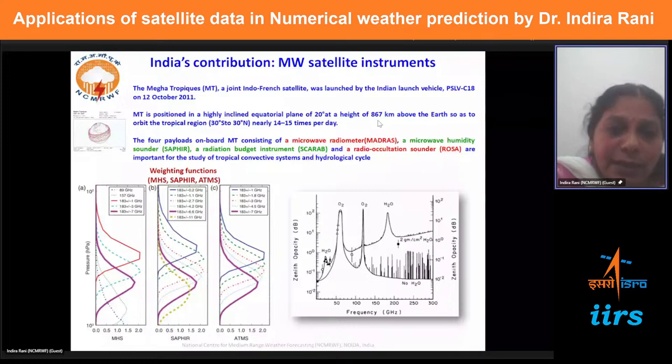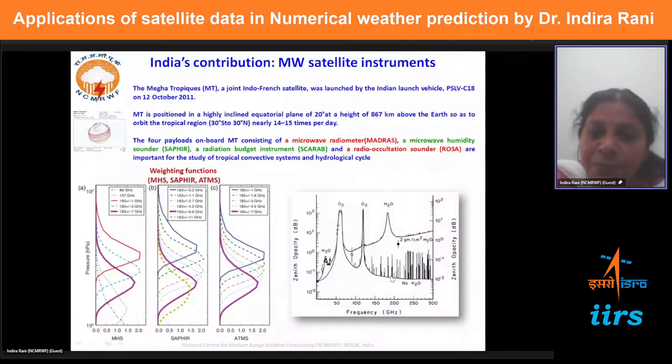So when you compare the Saphir data with similar instruments, almost all the channels are in the 183 gigahertz. So that is in the water vapor absorption region of the spectrum. Here you can see the water vapor absorption, that you have some water vapor lines around 20 gigahertz, but you have another one around 183 gigahertz. So this 183 gigahertz is the high peaking. So a high peaking region we can get from these 183 gigahertz channels.